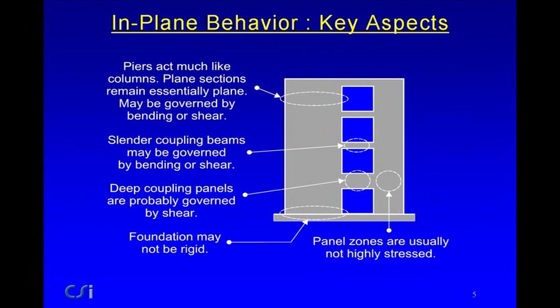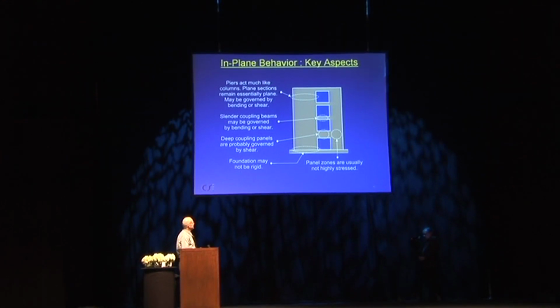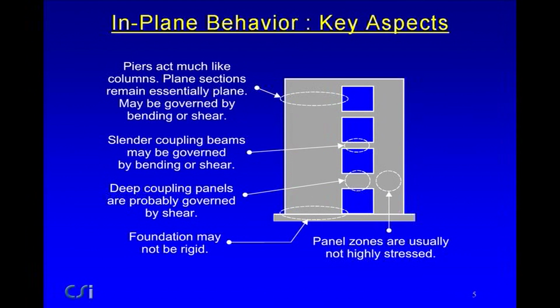Coupling beams may be slender or they may be deep. Slender coupling beams may be governed by bending, or they may be governed by shear. They'd probably more likely be controlled by shear than by bending. Deep coupling panels are almost certainly governed by shear. Other issues: the foundation may have significant flexibility and not be rigid. And it is worthwhile pointing out that the panel zone areas in here tend not to be very highly stressed.